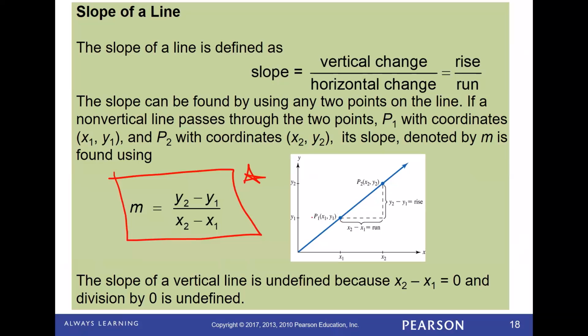So m equals y sub 2 minus y sub 1, all divided by x sub 2 minus x sub 1. Now, this is basically to find the slope, and this is if you are given 2 points. So if you're given 2 points, you use this formula to find the slope. We use m to represent slope, and slope itself can be defined as basically the rise over the run or the vertical change over the horizontal change.